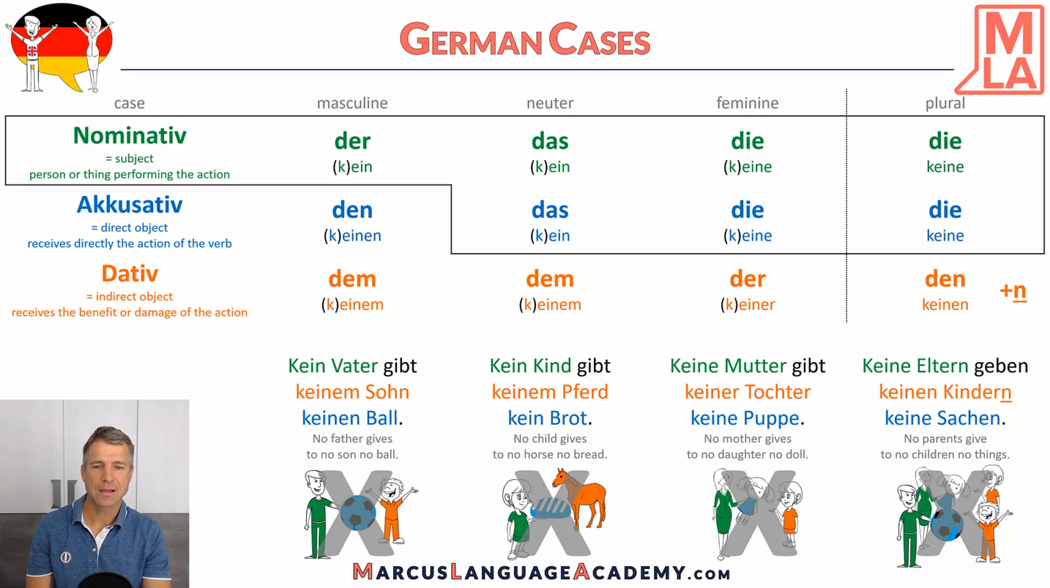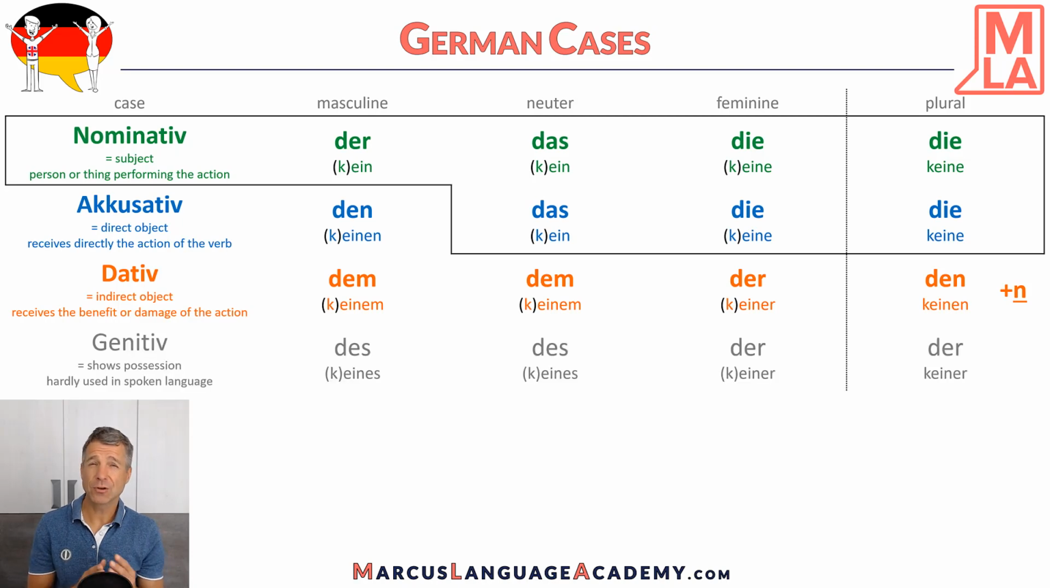Okay, and we have also a fourth case, but it's not so widely used, and so in my beginner course I don't talk too much about it. It's called genitive, and just to complete the table, here you have the changes of the article for the genitive case. That's actually a show of possession, but it's hardly used in spoken language. It would be the cat of the woman. So the cat of the woman would be here in genitive.